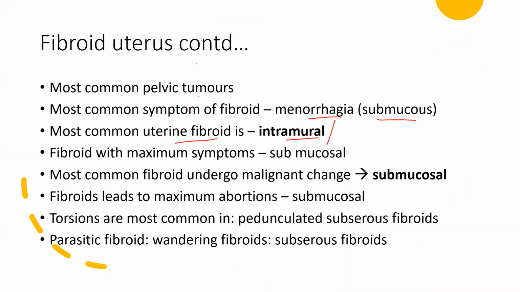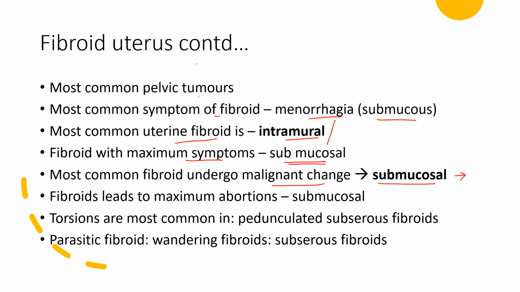Now coming to the most common symptom of fibroid, it is menorrhagia, and that occurs in the submucous fibroid. Then the most common uterine fibroid is intramural or interstitial. Next one, fibroid with maximum symptoms, again it is submucosal fibroid. The most common fibroid that undergoes malignant change, again that is submucosal. The one with maximum symptoms will be the one which can undergo malignant change.